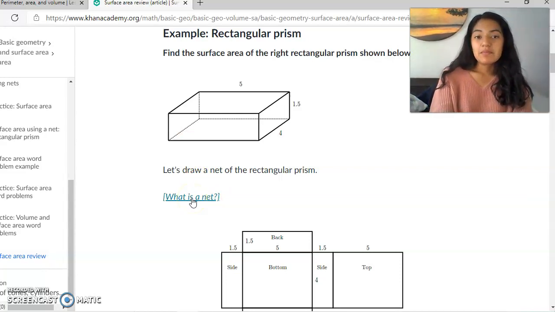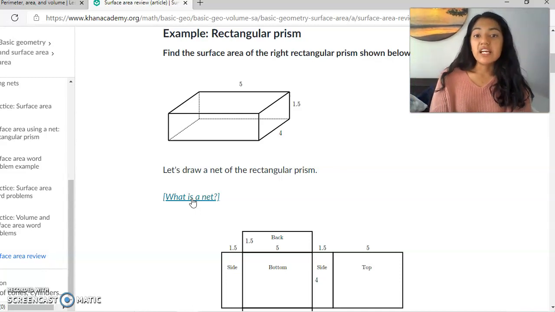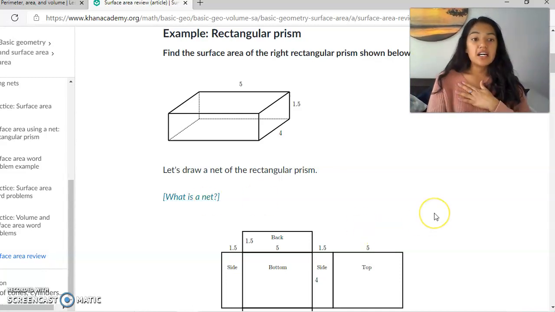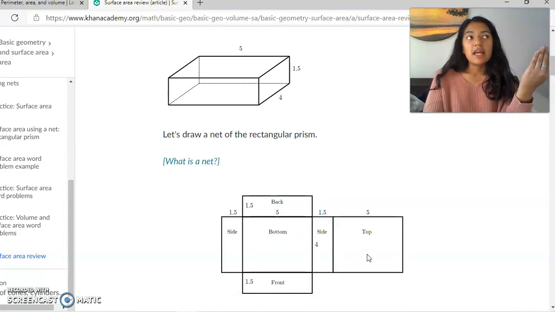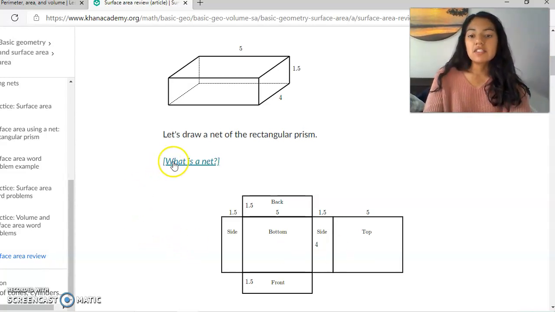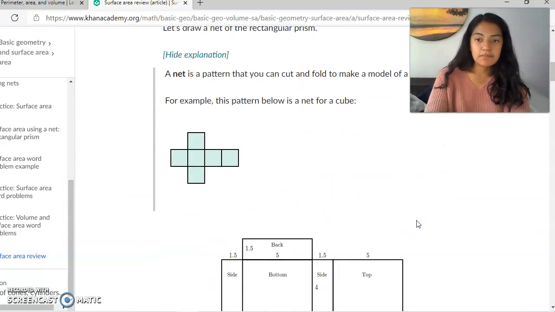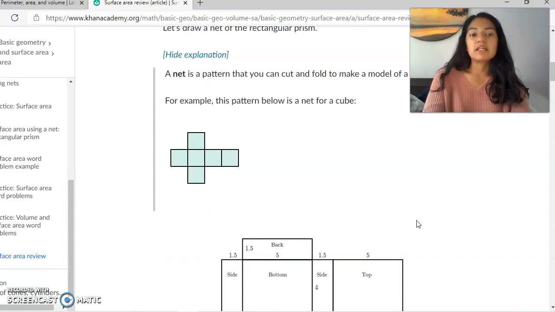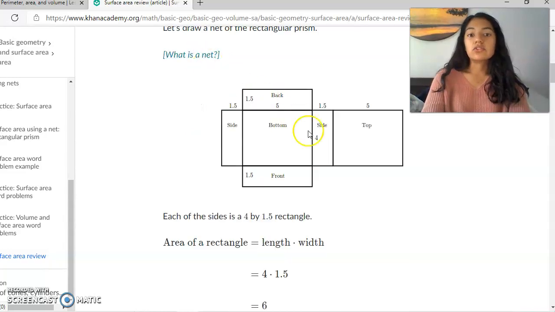So this is what is a net. Because to find the surface area of a rectangular prism in this example, you need to break the rectangular prism into a net, which for us, the teachers and the grown-ups, we know what a net is. But for the student, if they've heard the phrase and maybe briefly remember what it is, but are not sure, they can click on this link and it gives them an explanation of what a net is. So, a net is a pattern that you can cut and fold to make a model of a solid shape. For example, this pattern below is a net for a cube. So then you can click hide explanation or keep it there to reference back and forth to, which is also super duper helpful.